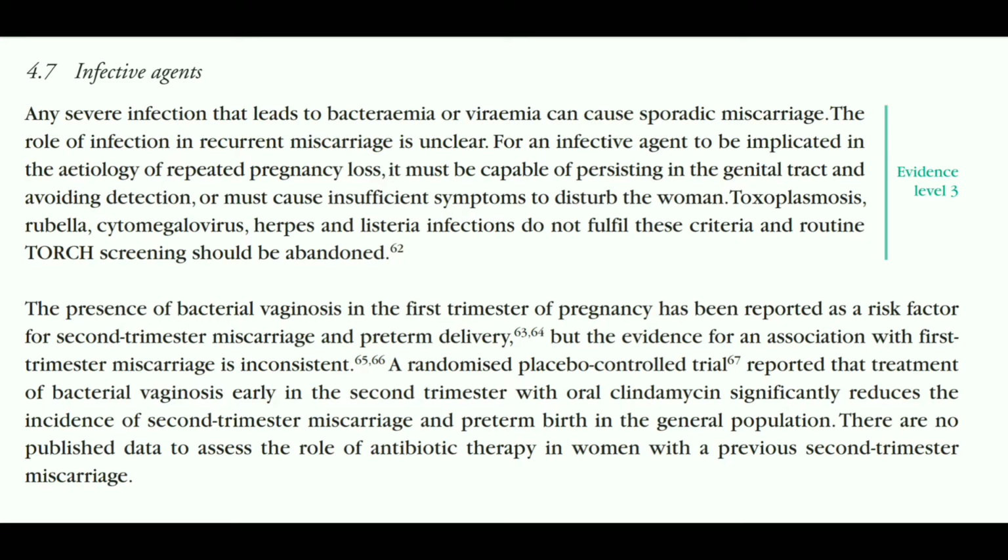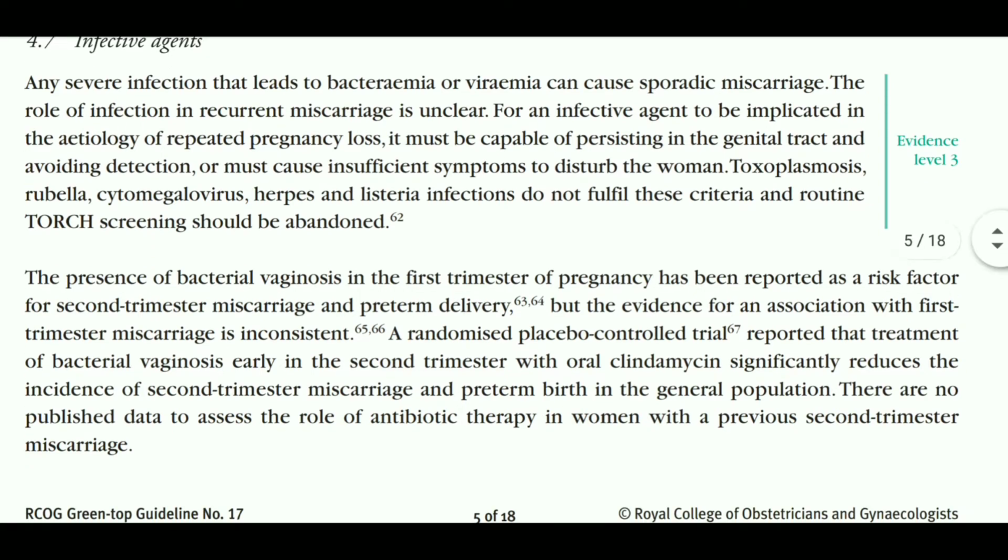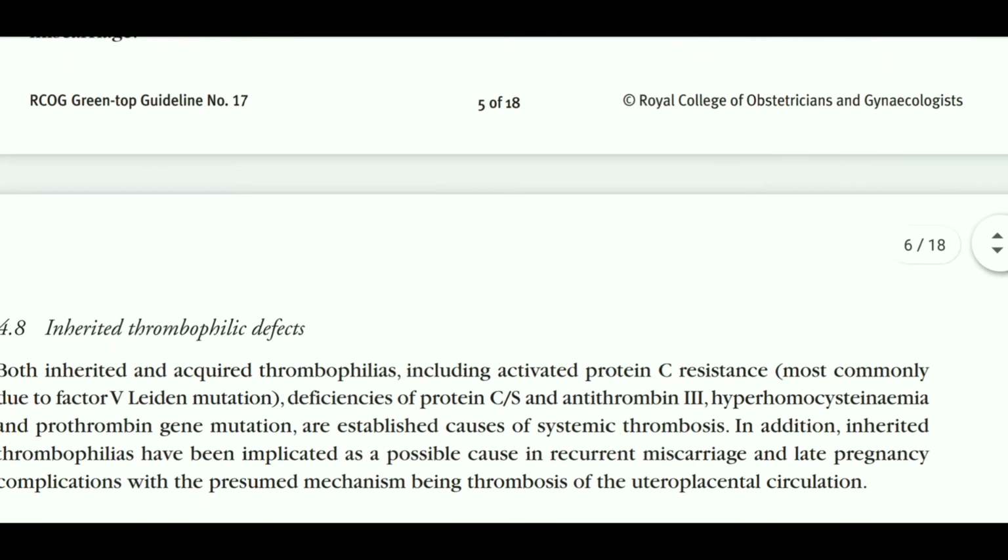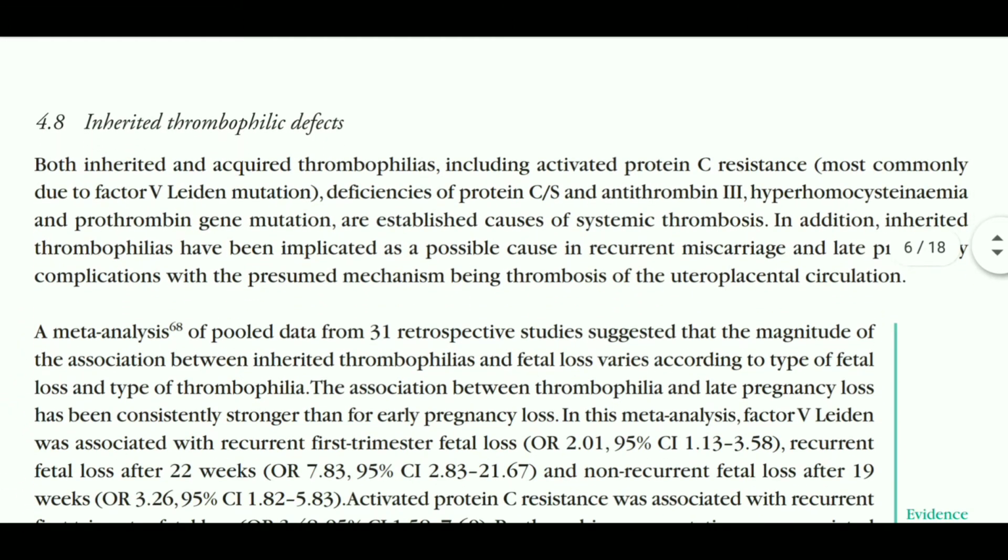The presence of bacterial vaginosis in the first trimester of pregnancy has been reported as a risk factor for second trimester miscarriage and preterm delivery, but the evidence for association with first trimester miscarriages is inconsistent. A randomized placebo-controlled trial reported that treatment of bacterial vaginosis early in the second trimester with oral clindamycin significantly reduces the incidence of second trimester miscarriage and preterm birth in the general population. There is no published data to assess the role of antibiotic therapy in women with previous second trimester miscarriages. Okay, now inherited thrombophilic defects, these are very important.